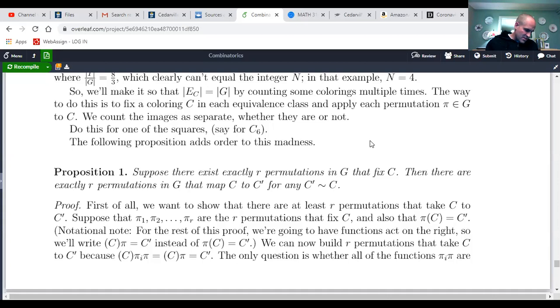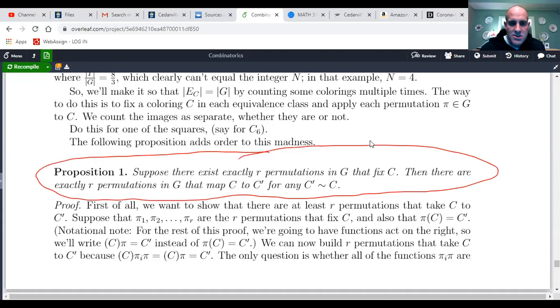Okay, so here it is. This proposition is going to be the first thing that we want to prove. So suppose that there exist exactly R permutations in G that fix a given coloring. Okay, so now we're kind of getting abstract. But just remember what we were doing up there. That's why I did that example first up there. Okay, so there are exactly R permutations that fix C. Then there are exactly R permutations in G that map C to C prime for any C prime that's in the equivalence class of C itself.